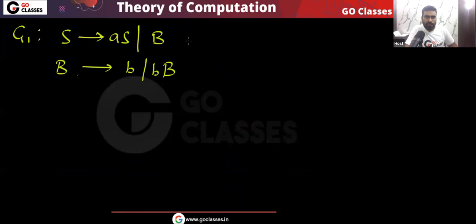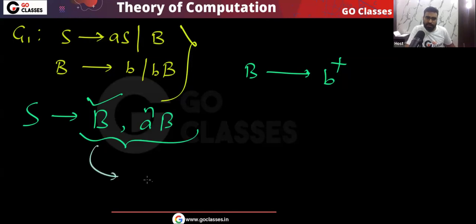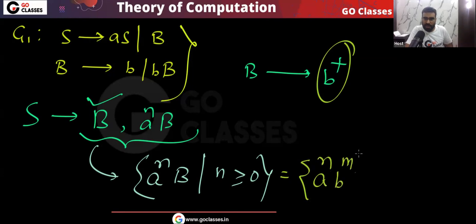So you can easily see that B is giving you B plus. And what is S giving you? S is giving you B plus also. Remember, from S I can generate B also, and I can generate A power n B also. Both I can generate. So basically the answer will be A power n B, where n is greater than or equal to 0. And this B will give you B plus. So finally you can easily write that this will be A power n B power m, where n is greater than or equal to 0 but m is greater than 0. Yes or no? There is an 'and' here.